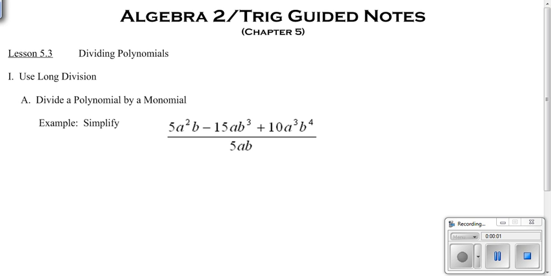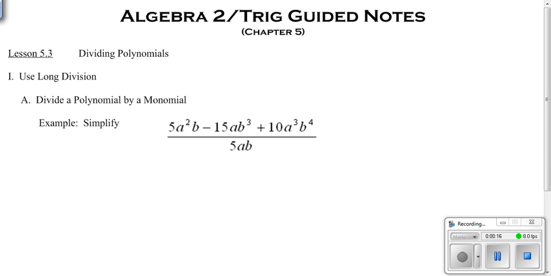Okay, today we have our 5.3 lesson, which is on dividing polynomials. Up until now, we've talked about adding, subtracting, multiplying, and even taking polynomials to different powers. But today we're going to be talking about dividing polynomials. Now, a quick review on division.